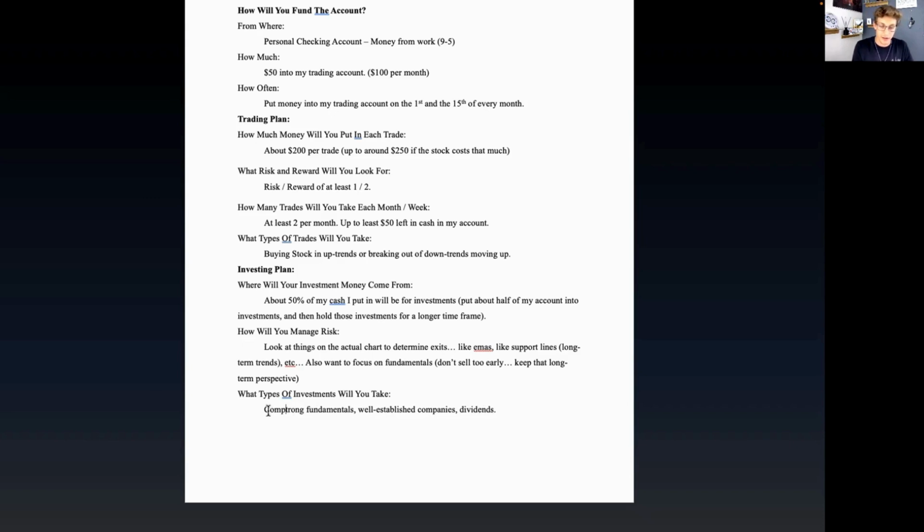I can reword it a little bit, but companies with strong fundamentals that are well established and that pay dividends, right? That pay dividends because I really do like dividends. So anyway, not a huge amount of change on most of this. The big thing here is that I want to put more into my investment account, or more into my investments, right? It's the same account. And I want to be able to do that even when the market's dropping. So I want to take advantage of the way that investing can be really beneficial. So I'm changing my trading plan a little bit in accordance with that.